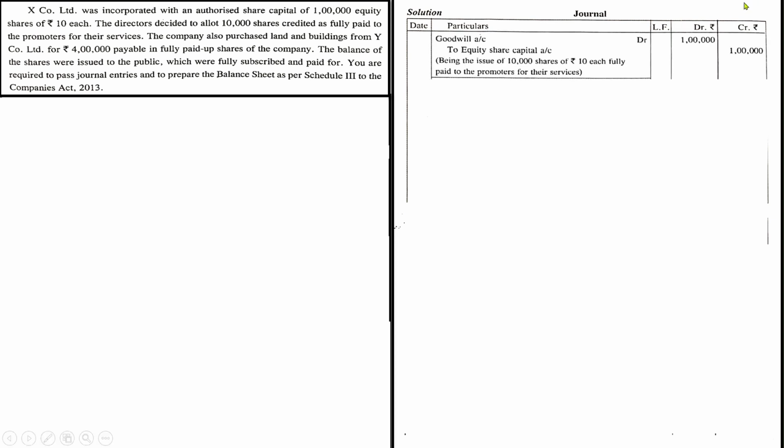First one is the issue of shares to the promoters. For the issue of shares to the promoters for their services, there is a particular entry. If you have gone through the previous or the beginning sessions, you might remember the entry. Otherwise, this is the entry: goodwill account debited to equity share capital.